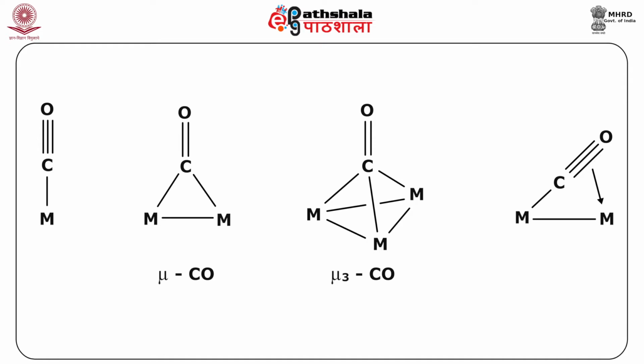The next one, you have 3 metals joined to each other, and the carbonyl is then bridged to all of them. So, this is the mu3 CO, and there is another possibility where you have the metal, the carbonyl is joined to one and then through the pi donation it is bonded to another metal, as you can see here.